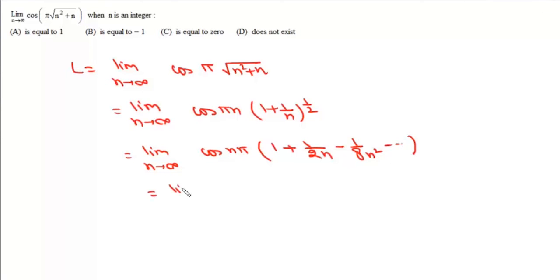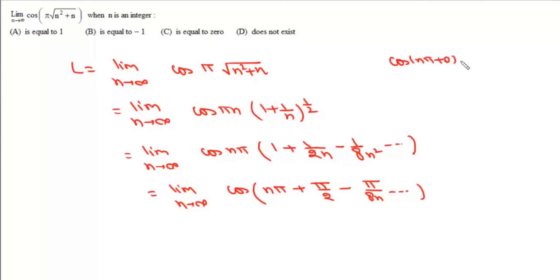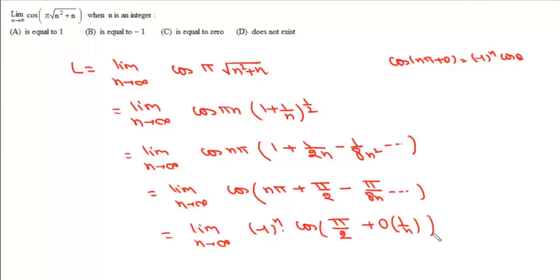Now this is limit n tends to infinity cos, this is n pi plus pi by 2, and then minus pi by 8n. Now cos of n pi plus theta is minus 1 to the power n into cos theta. So it will be this limit n tends to infinity. Now it will be minus 1 to the power n cos pi by 2 plus this big O notation of 1 by n.